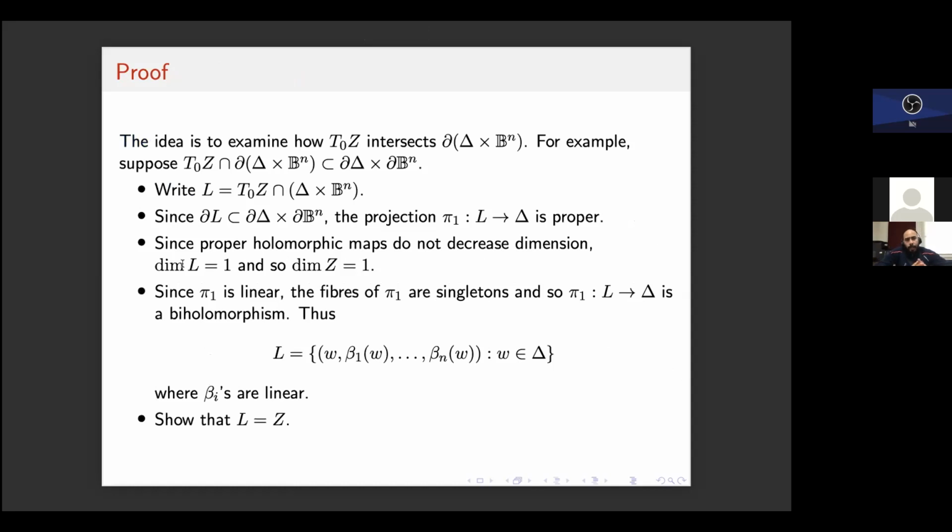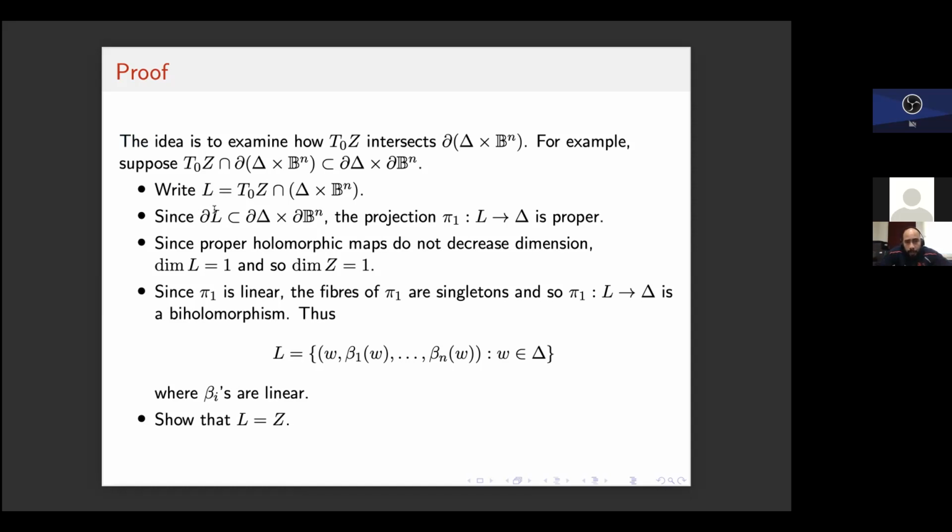So the idea is to examine how the tangent space to Z at the point Z0 intersects the boundary of the domain delta cross Bn. For example, consider the simplest case. Suppose this tangent space intersection the boundary is contained in the distinguished boundary, delta cross boundary of Bn. For simplicity, let's call this intersection of the tangent space with delta cross Bn to be L.